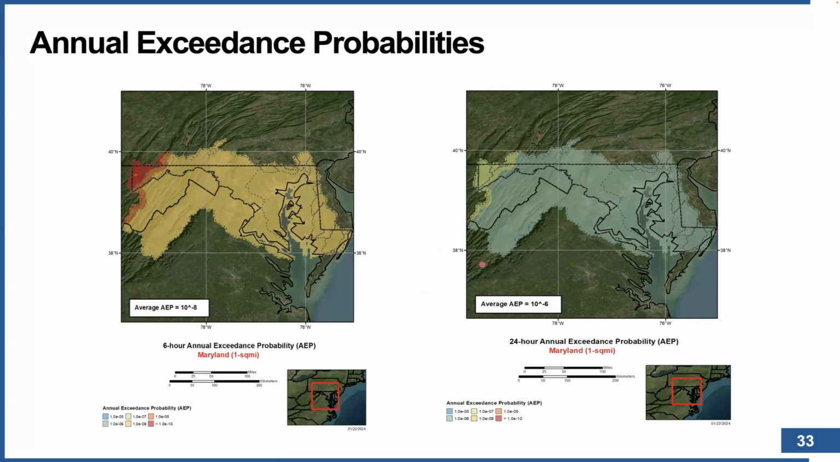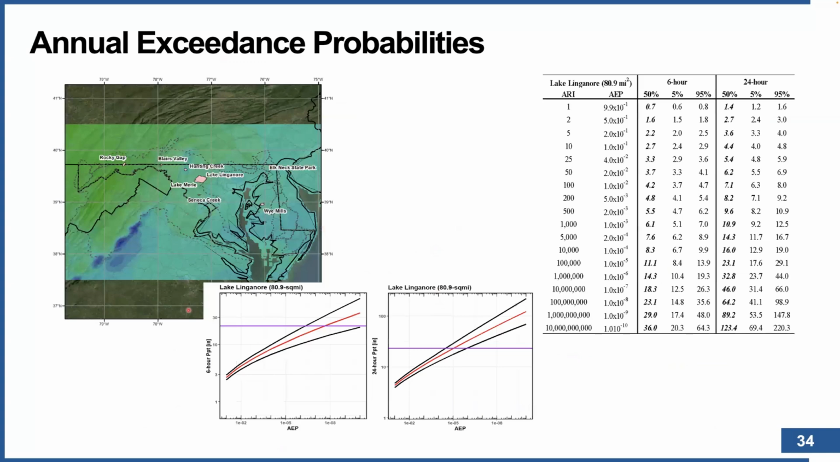In this particular case for the state of Maryland, our PMP recurrence intervals are anywhere from 10 to the minus 6 to 10 to the minus 8, right? So very rare. And that's exactly what we expect our PMP to be, very rare. And so we can look at these at individual basins and see what that looks like.